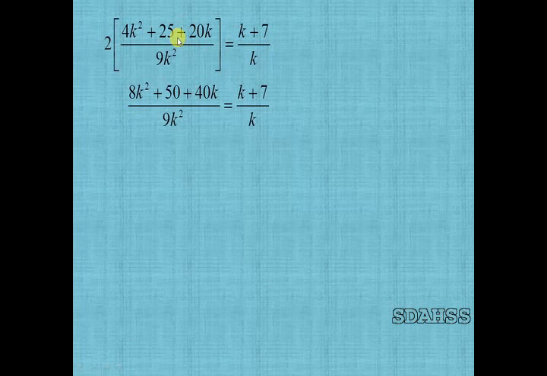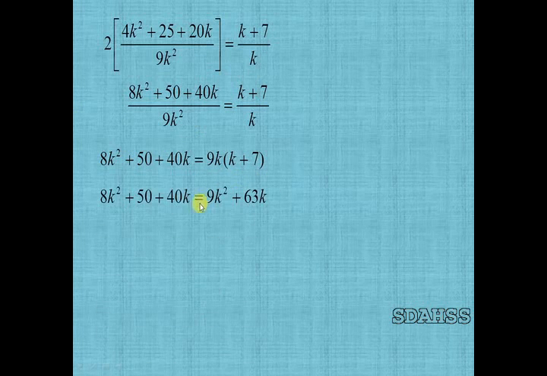Now multiply this 2 inside the bracket. So you have 2 into 4k square, 8k square, plus 2 into 25, 50, plus 2 into 20k, 40k, divided by 9k square is equal to (k plus 7) by k. Here k cancels, then cross multiply. So 8k square plus 50 plus 40k is equal to 9k into (k plus 7). The left hand side you keep as it is, and on the right hand side multiply 9k inside the bracket. So you have 9k into k, 9k square, plus 9k into 7, 63k.